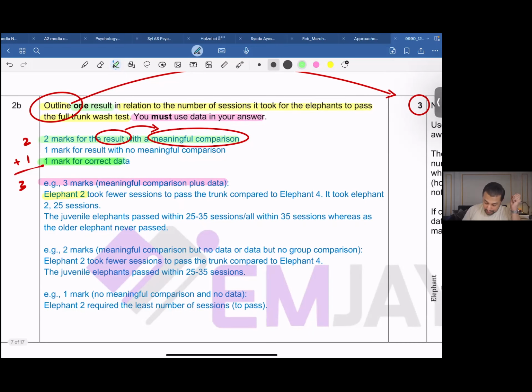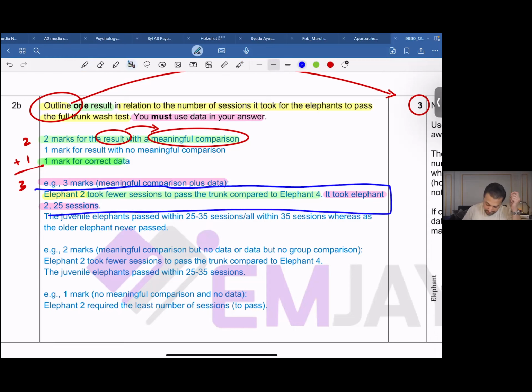So elephant 2 took fewer sessions to pass the trunk compared to elephant 4. It took elephant 2 25 sessions. Now, be clear over here, it took elephant 2 25 sessions. So this is how you're receiving marks over here. Elephant 2 took fewer sessions. I'll just put this in a box so that you understand what part I am referring to.